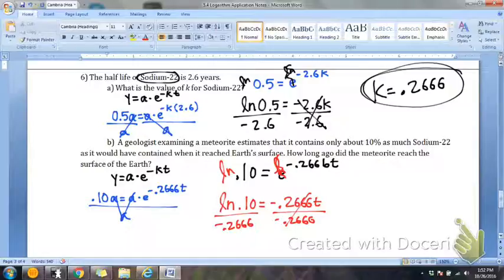Okay. Did you do natural log? You didn't do natural log. Okay, natural log of 0.10 divided by negative 0.266. Brianna? 8.636. 8 point what? 636. Anybody else getting this answer? 8.636? If you're not, double check that you put it in correctly. You forgot natural log right here.